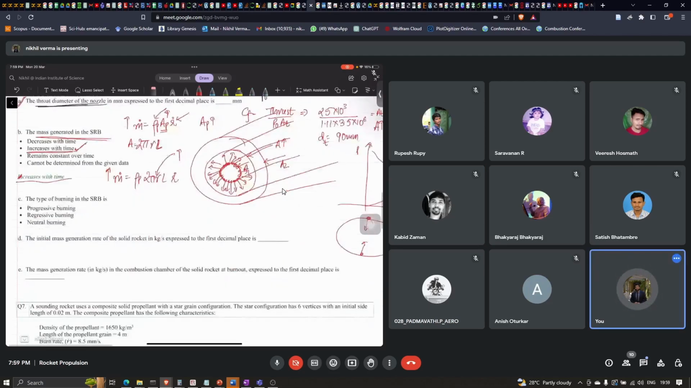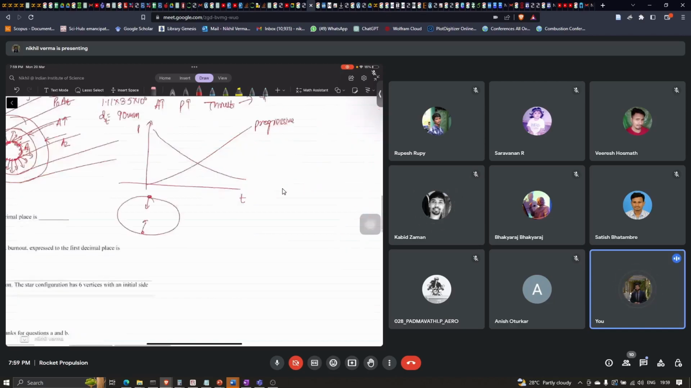So the type of burning in the SRB, I answered it, it is a progressive burning, right? In case of an end burning grain, in that particular case, the area of the port will remain constant. So we have a neutral burning. Okay. So let us look into another problem.